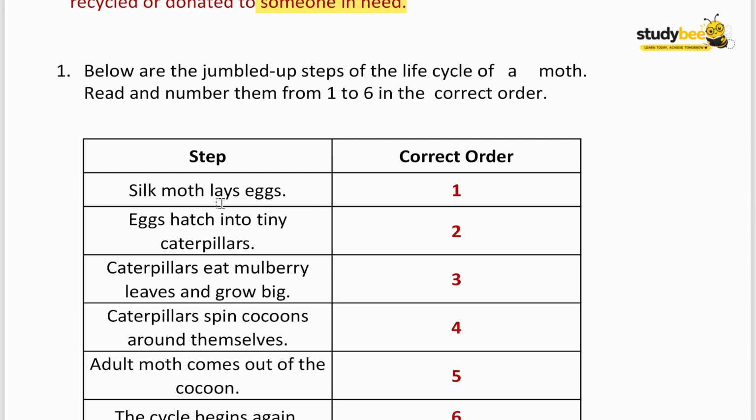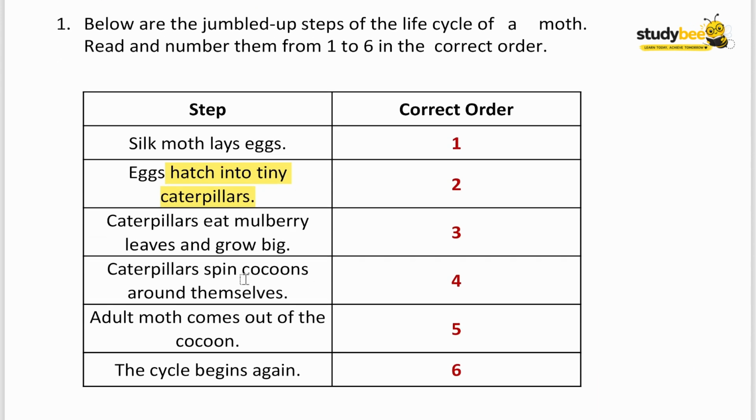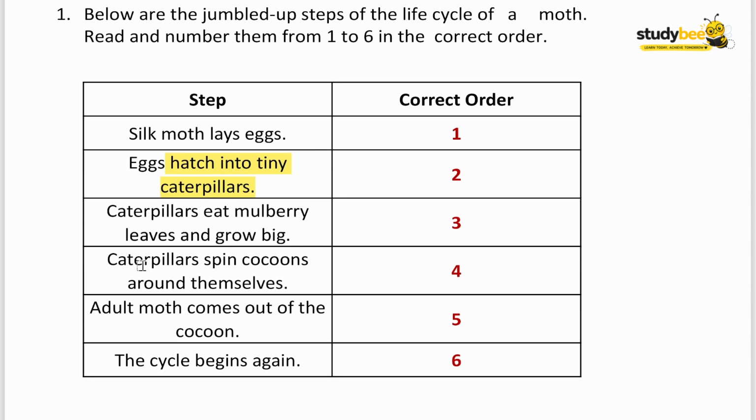So the first step is silk moth lays eggs. The second step, the eggs hatch into tiny caterpillars, right? Then the caterpillars eat mulberry leaves and grow big. So the fourth step is the caterpillar spins a cocoon around itself. So caterpillar क्या बनाते हैं? They build up a cocoon and they trap themselves inside the cocoon. अपने आप को इस cocoon के अंदर बंद कर लेते हैं.